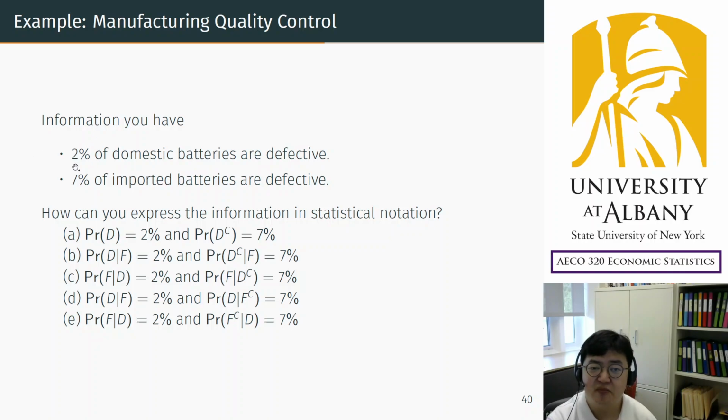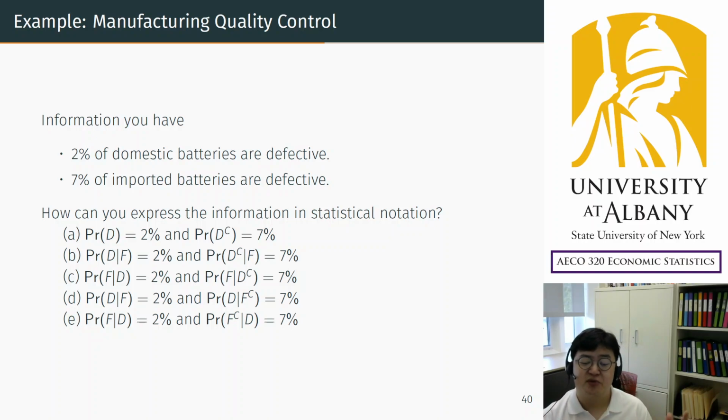Let's think about the first sentence. 2% is a probability like this. So think about the experiment. The underlying experiment is like this. Here you have a bunch of domestic batteries. So you know that all these batteries are domestically produced. And you are randomly choosing one of them and checking if the battery is defective or not. That probability is 2%, okay?